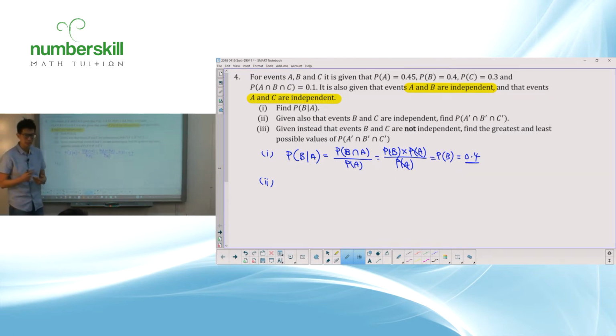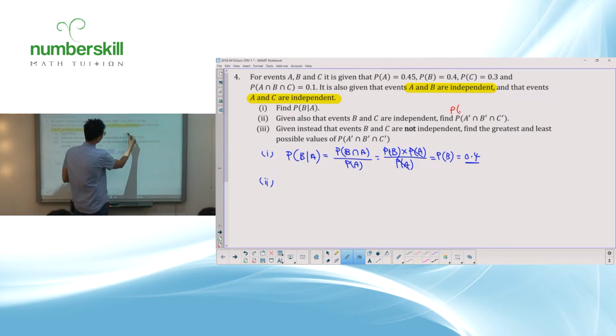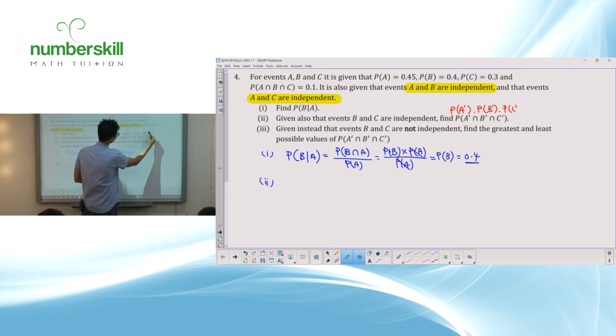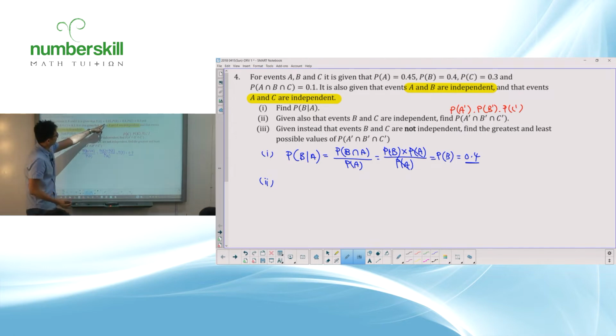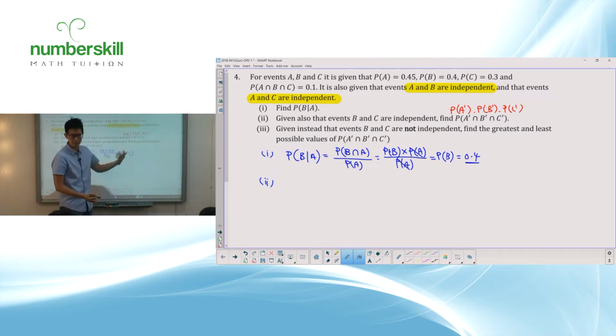Now, some people will start thinking like this, which is very common. I'm quite sure in that year, 2015, quite a handful of students actually did it this way. A and B are independent, right? So A prime, B prime are independent also, right? A and C are independent, right? So A prime, C prime are also independent, right? B and C are also independent, right? So B prime, C prime are also independent, right? So that sounds like A, B, C are all independent, right? Correct. So if A, B, C are independent, then this is simply A prime times B prime times C prime, right? Then I take 1 minus this, times 1 minus this, times 1 minus this. I get the answer? 2 marks.